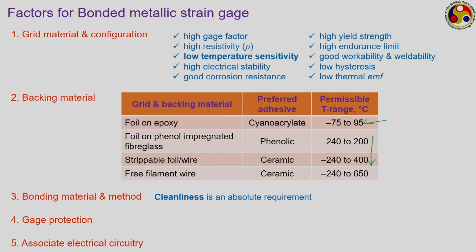And factor number 5, a very important one where we have to go for much more discussion, is the associated electrical circuitry. Now, we know that the change in resistance has to be measured by some kind of electrical circuitry, maybe a Wheatstone bridge kind of arrangement or some other kind of circuit, but actually the change in resistance is finally going to cause a change in some kind of output voltage or output current.